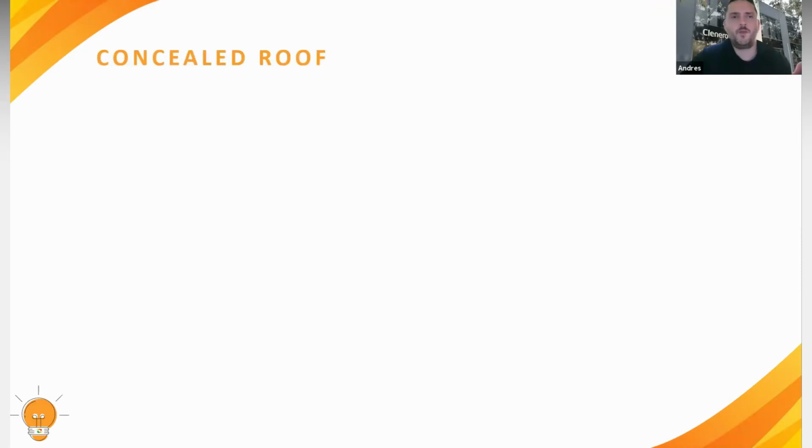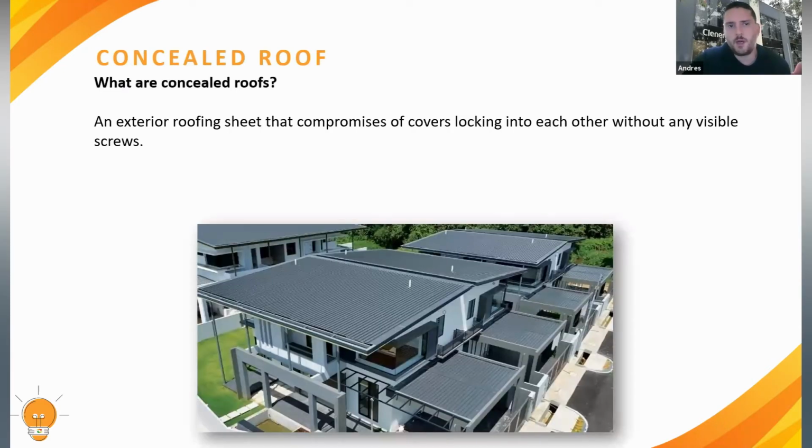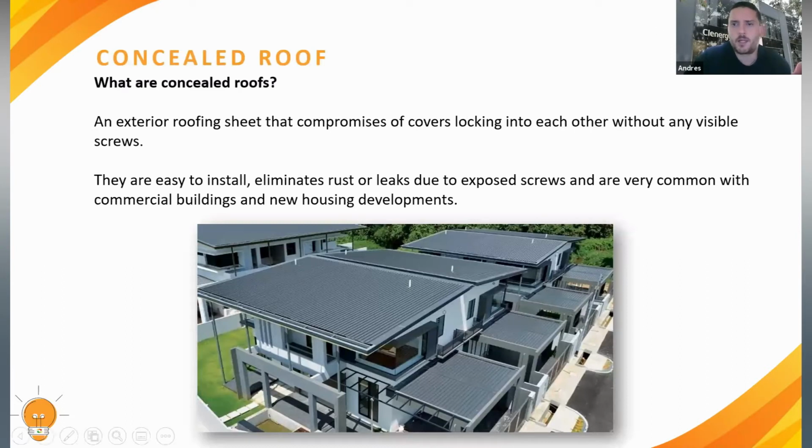So let's move a little bit more and talk about concealed roofs. What are concealed roofs? Basically, concealed roofs are exterior roofing sheets that are not visible, are not screwed directly into the purlins or battens, and they lock into each other without the need of any visible screws. They're really easy to install. They eliminate the rust or leaks due to exposed screws, and they're very common with commercial building installs and new housing developments.